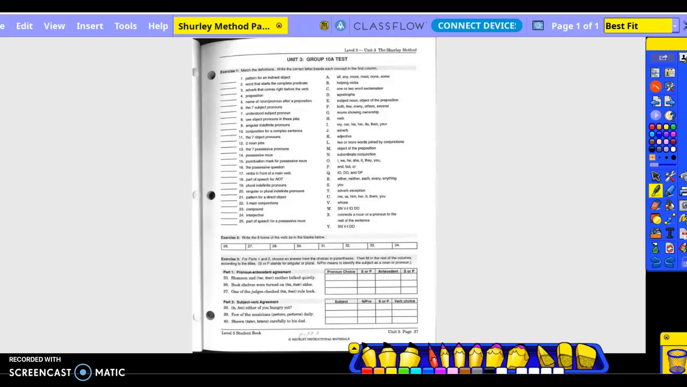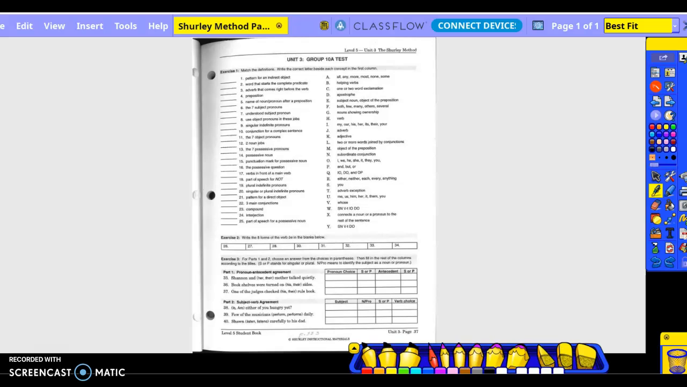Shurley method, page 37, part 1, exercise 1. So match the definitions. Write the correct letter beside each concept in the first column. So pattern for an indirect object. So if we were classifying a sentence and we went over to the left to write the pattern, what would the pattern be?